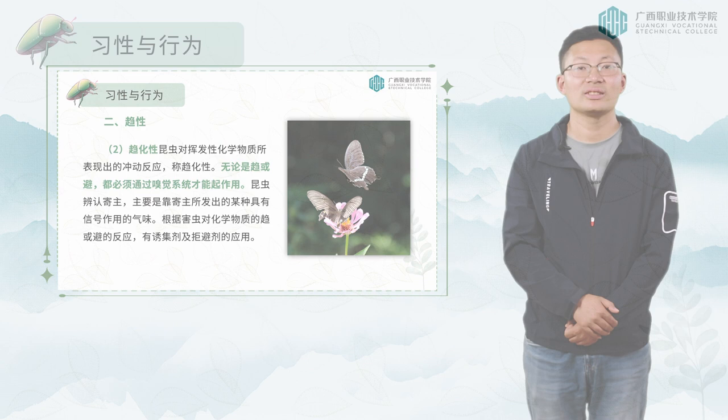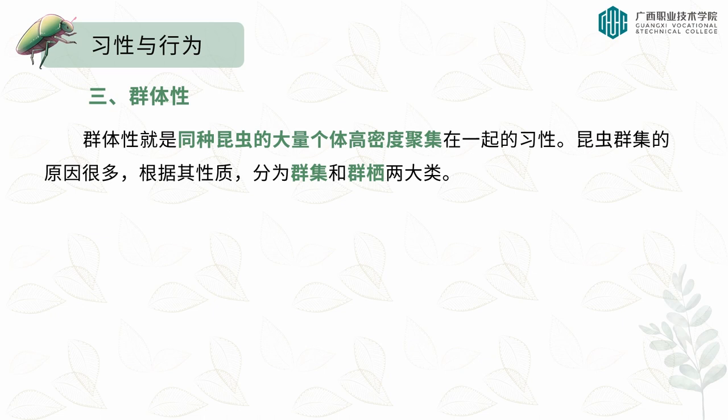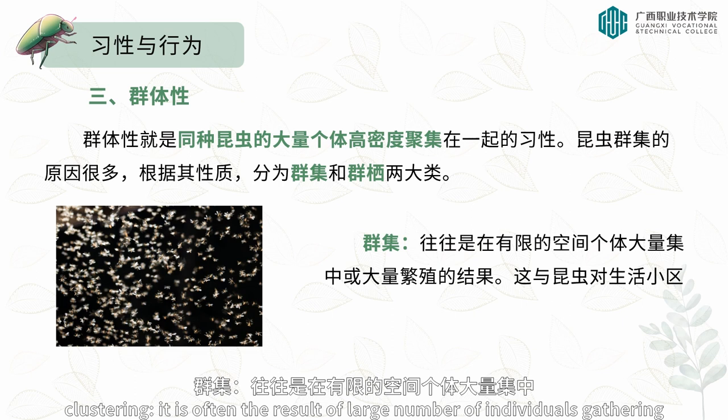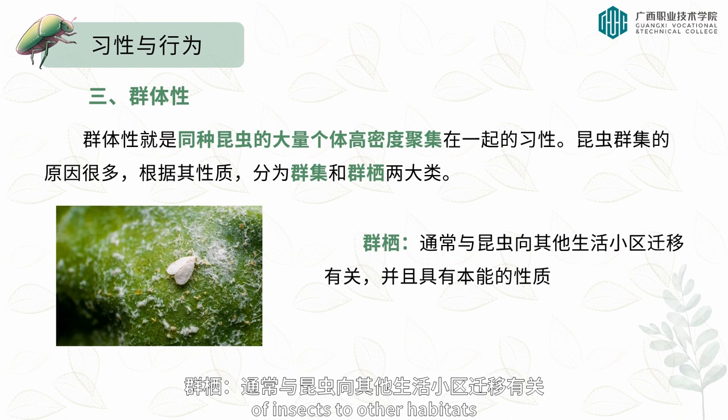3. Collectivity refers to the habit of large numbers of individuals of the same species gathering together in high density. According to its nature, it is divided into two types, clustering and aggregation. Clustering is often the result of large number of individuals gathering or multiplying in a limited space. Aggregation is usually associated with the migration of insects to other habitats and of an instinctive nature.